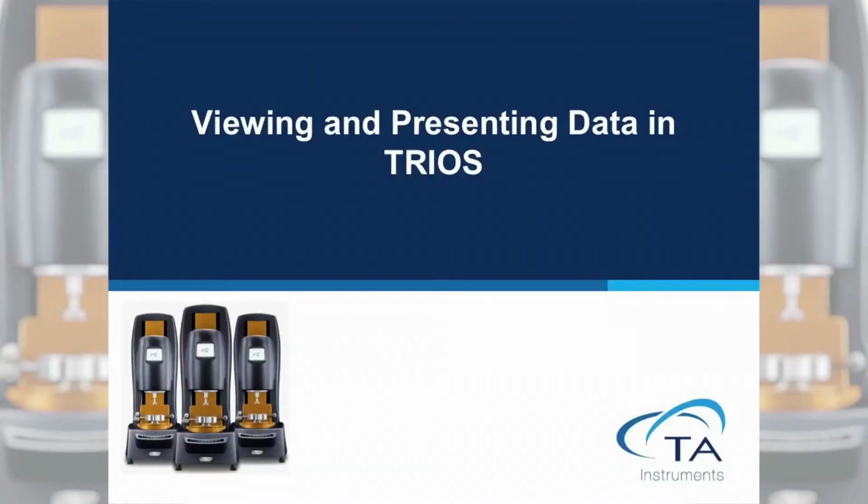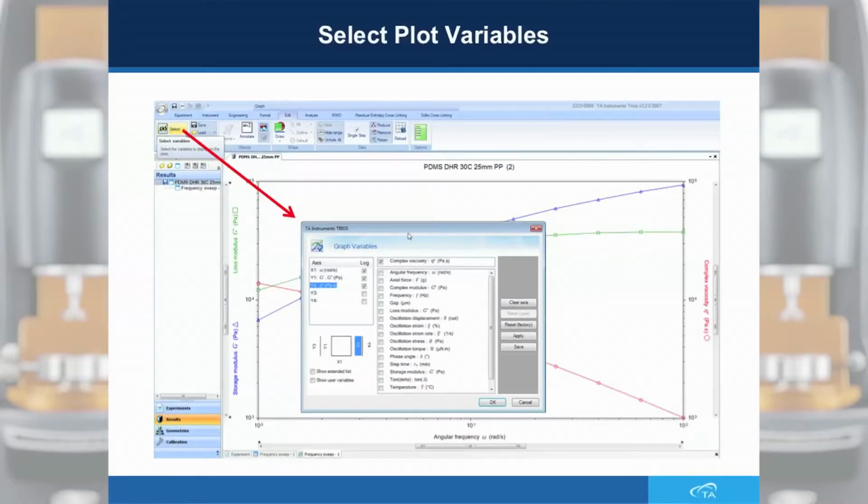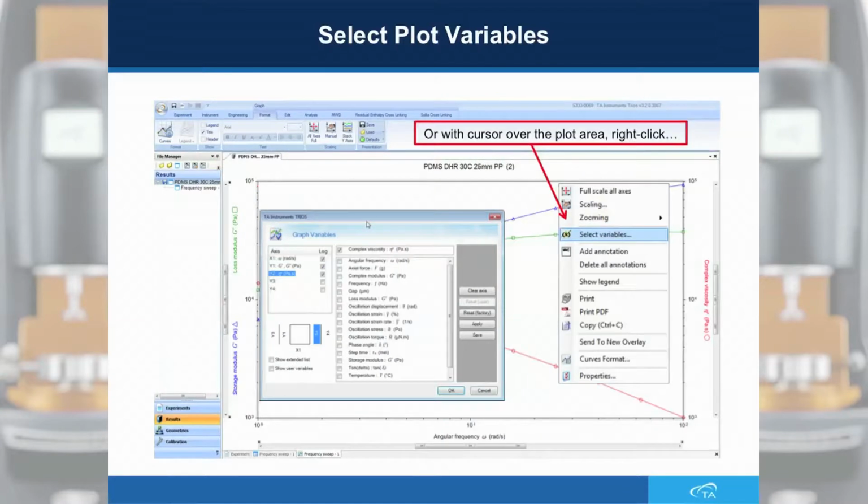We gave a brief introduction to Trios earlier. In this section, we will highlight a few different methods to view and present data within Trios. With the results file open, the default plot variables will be displayed. To change the selected plot variables, use the button in the top Edit ribbon. Alternatively, move the cursor over the plot area and right-click the mouse, then choose Select Variables.